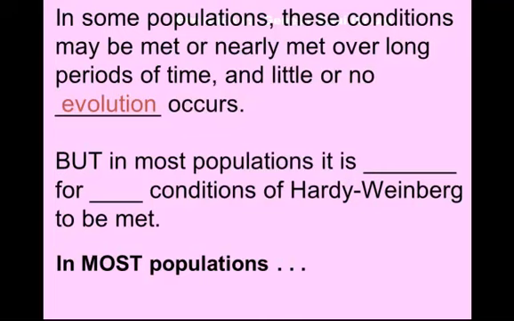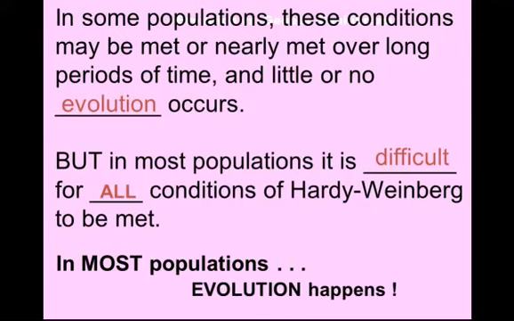But if you look at most populations, it's pretty difficult to maintain all 5 of those conditions as true all the time and for long periods of time. It's very difficult for all the conditions for the Hardy-Weinberg equilibrium to be met. And in most populations, evolution happens. Evolution is still happening today. It's happening to populations all the time.